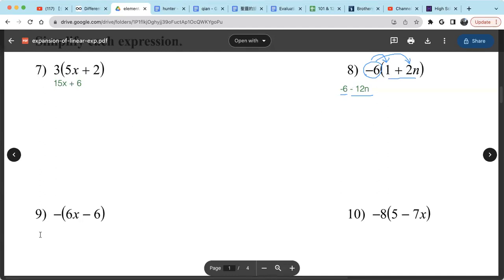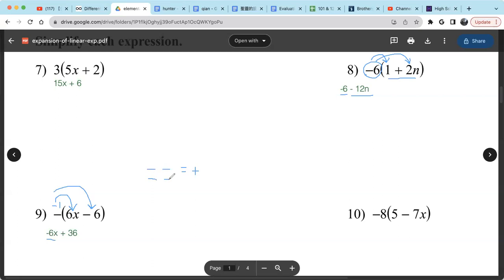Okay, now let's do 9. Let's see if you can do it faster than me. I get negative 6x plus 36. All right, so this is also a little bit tricky. I only have a negative sign in front. If this bothers me, I can imagine the negative sign as a negative 1. So I distribute the negative 1 to 6x. Negative 1 times 6x, that's negative 6x. Negative 1 times negative 6, what happens when a negative is multiplied by a negative? It becomes a positive, right? Negative times negative becomes positive.